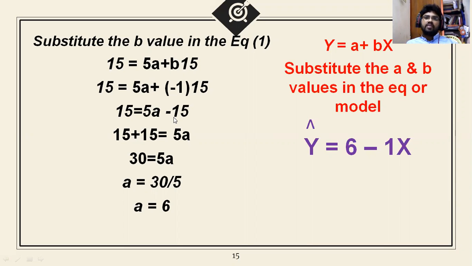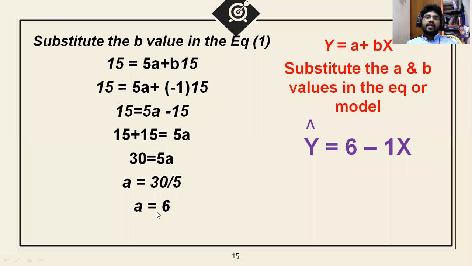So automatically a minus value becomes plus when it moves to the other side. So if it is taken to the left side, it comes as plus 15 is equal to 5a. Then 15 plus 15, 30 is equal to 5a. So a is equal to 30 by 5. When you cancel 30 by 5, 5 sixes are 30. So a is equal to 6.